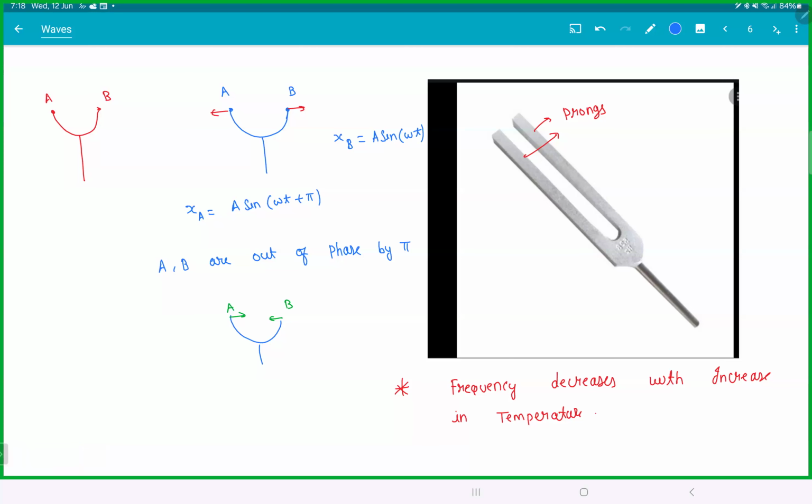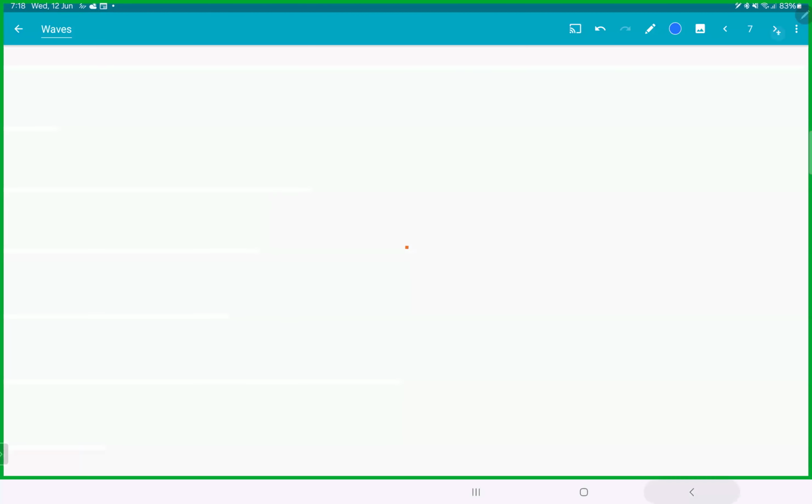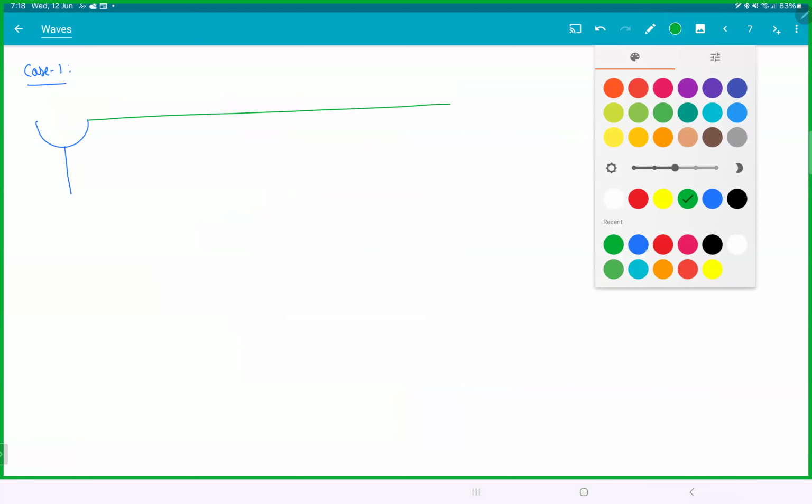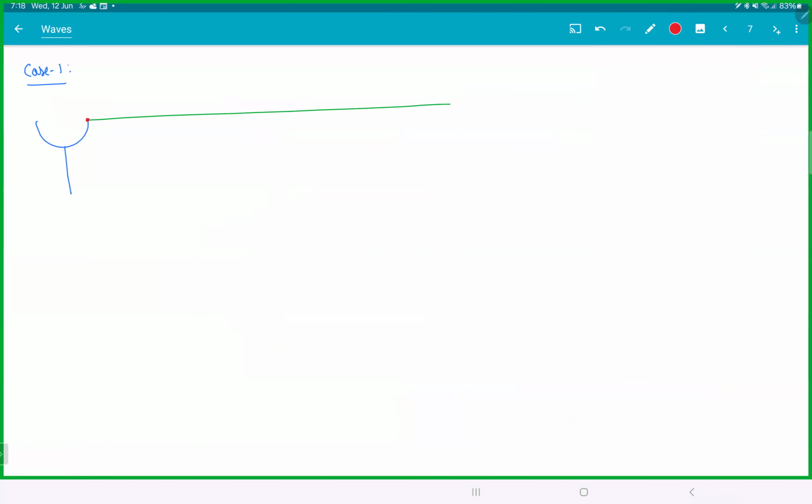So that's your tuning fork. That's how it looks. Now, in a tuning fork, there are two ways to use it to create waves. Case one: let's say you take a tuning fork like this and you tie the string like this. Now, when it oscillates, see what happens. This thing is almost like going in SHM. This position is your mean position.